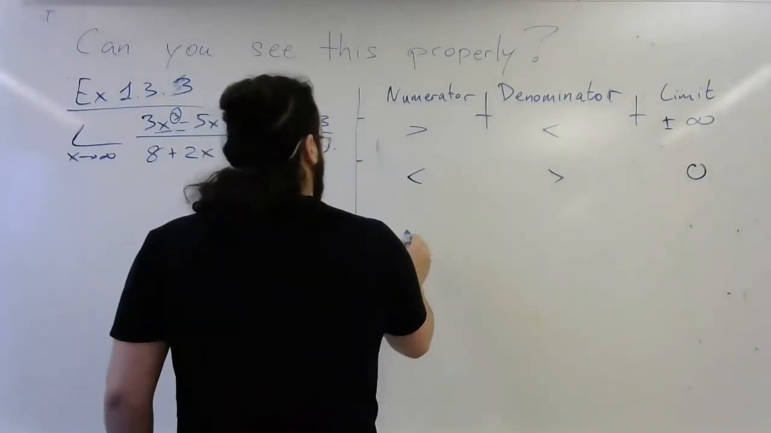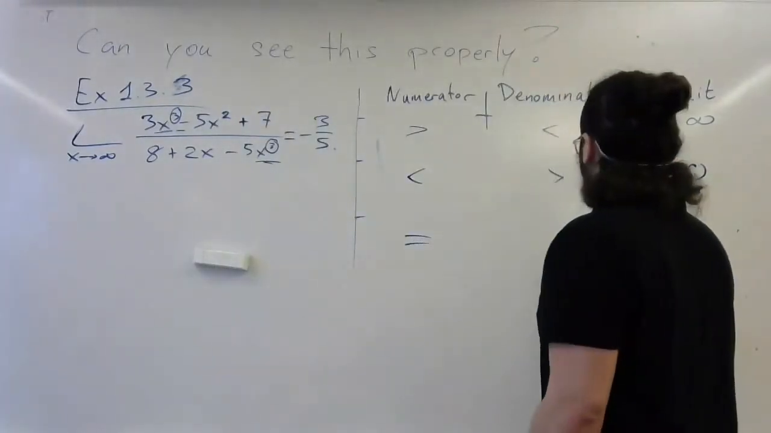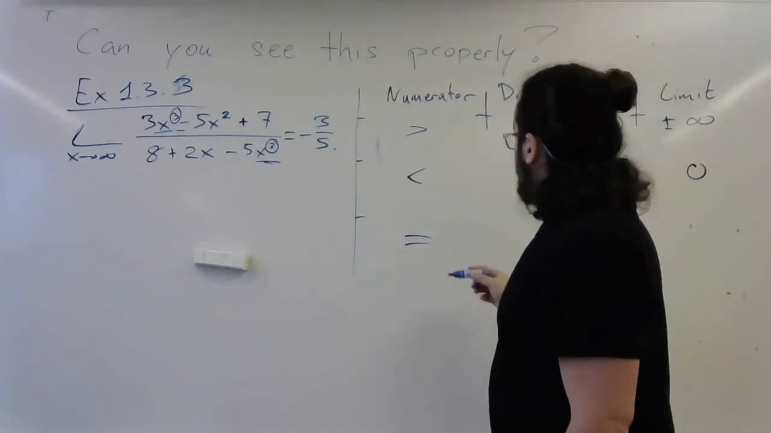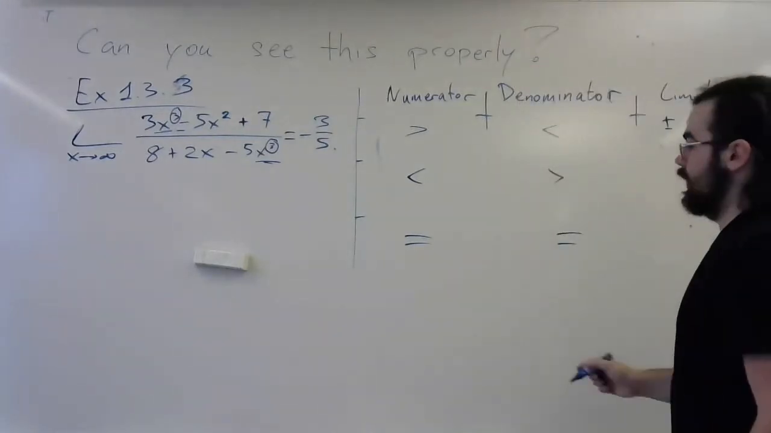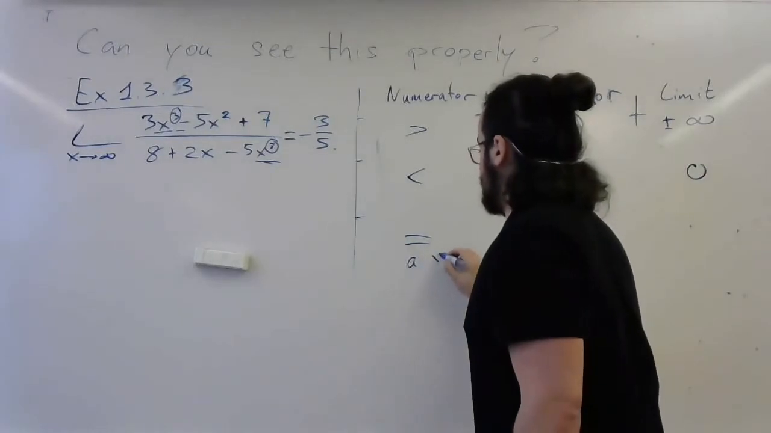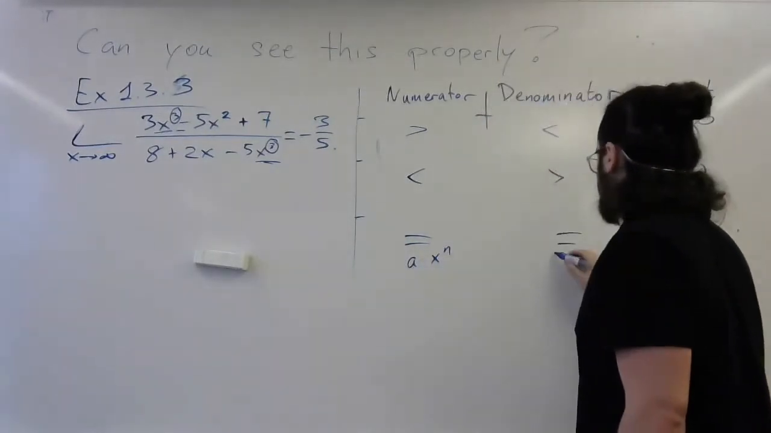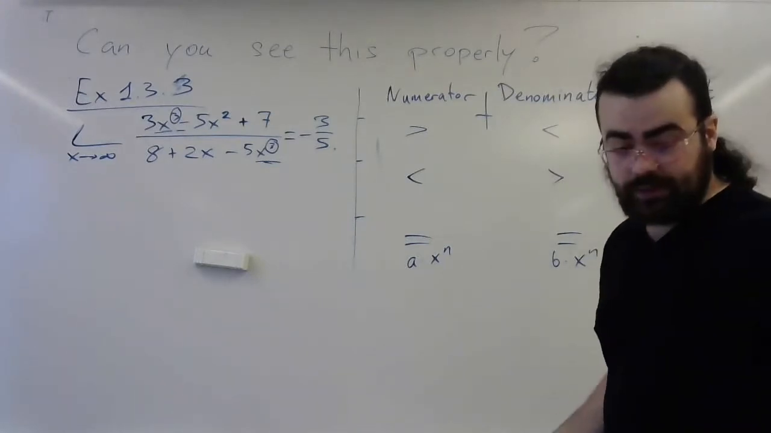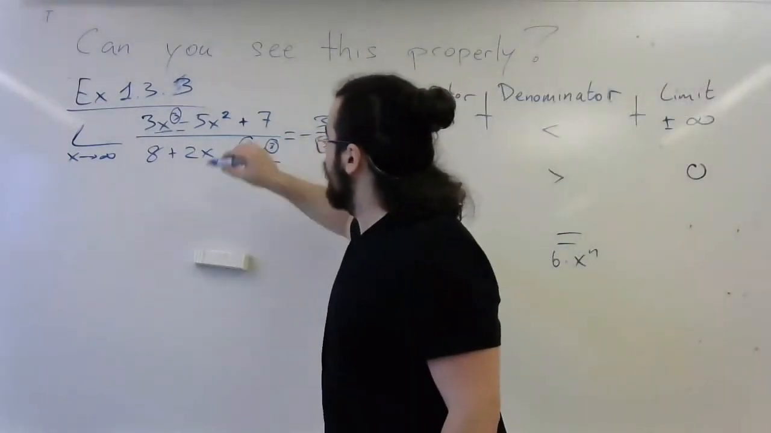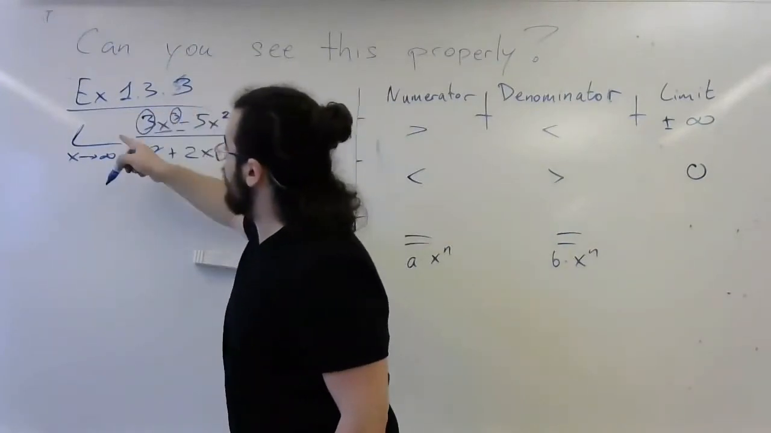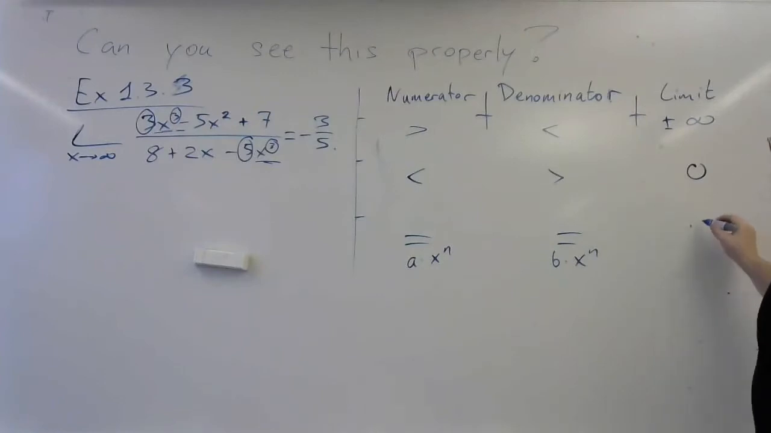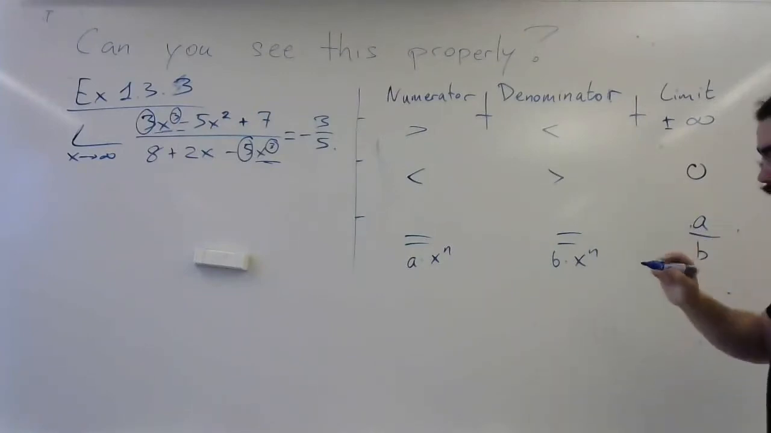And if the numerator and the denominator have the same degree, let's say, for example, a times x to the power of n, and this is b times x to the power of n, I'm looking at these coefficients here. This would be a, this would be b. And so this limit is a divided by b.